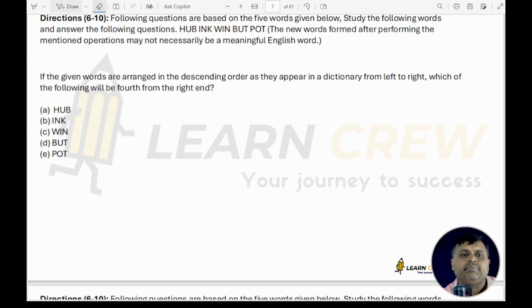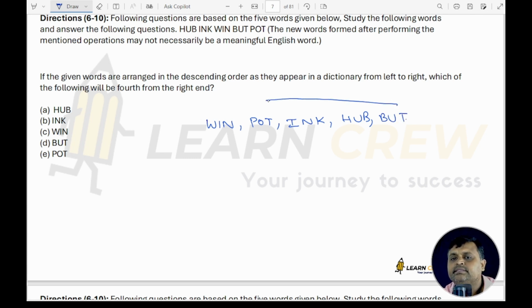So it is simply these words are arranged in the descending order. Then which is the fourth from the right hand? First you will get the words beginning with W, then the word beginning with P, then the word beginning with I, then the word beginning with H, then the word beginning with B. So which is fourth from right? The answer is POT.